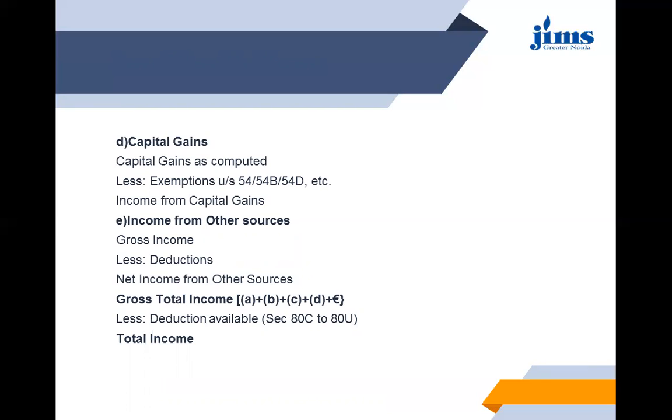Then the gross total income is the addition of all these five heads, and the deductions available under sections 80C to 80U are reduced. Then comes your total income. This is how we calculate the total income of an individual under the Income Tax Act. So basically, these five heads of income are calculated so as to compute the gross total income of an individual.